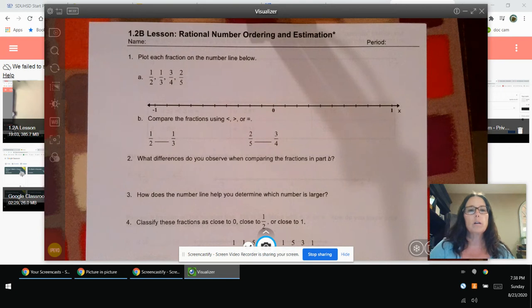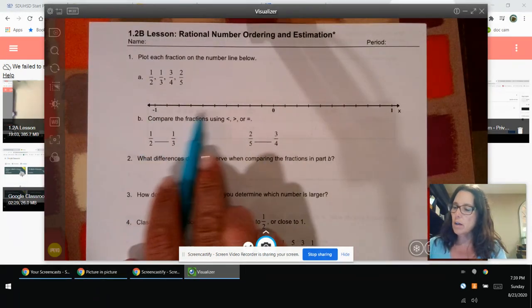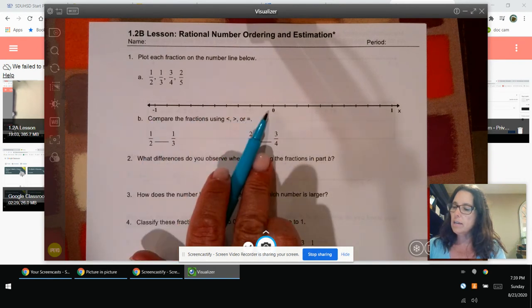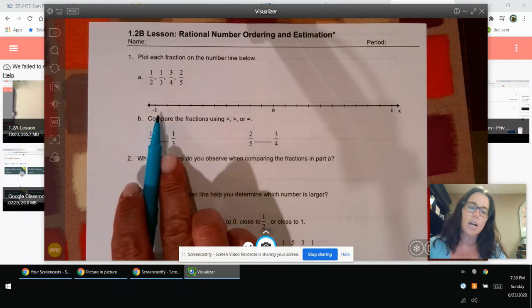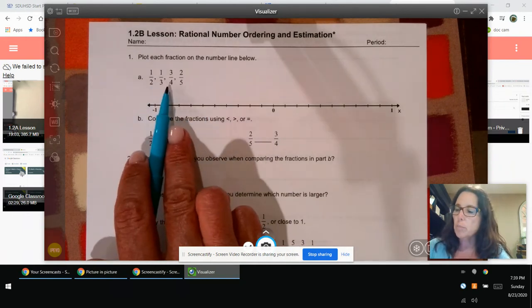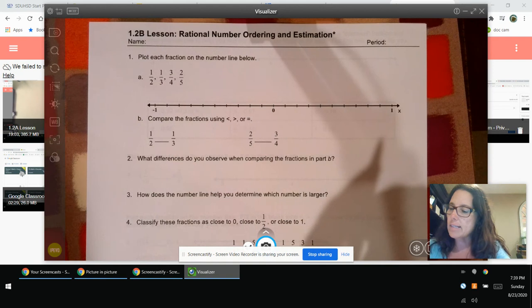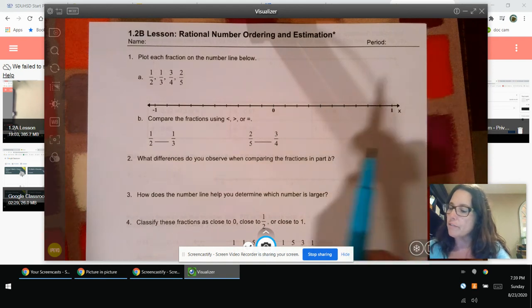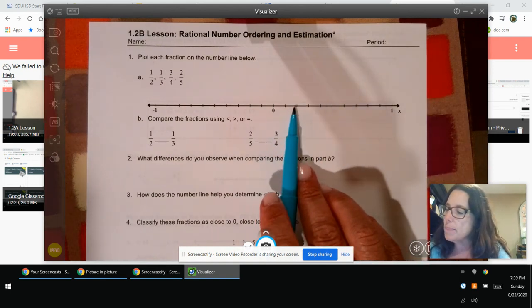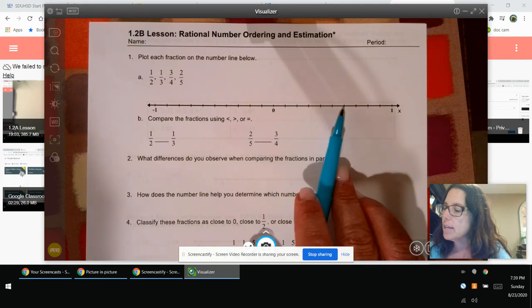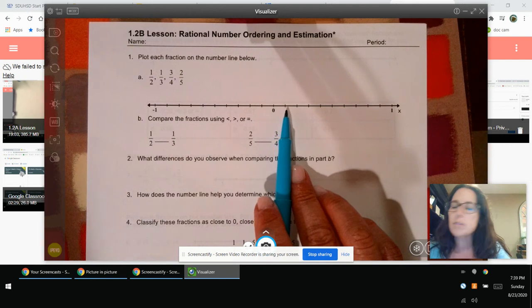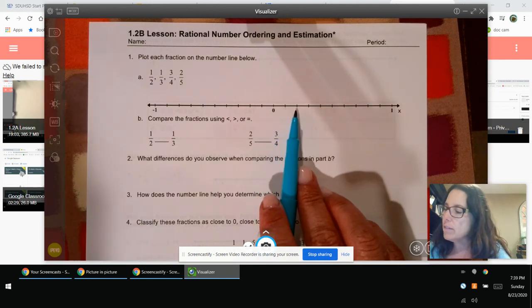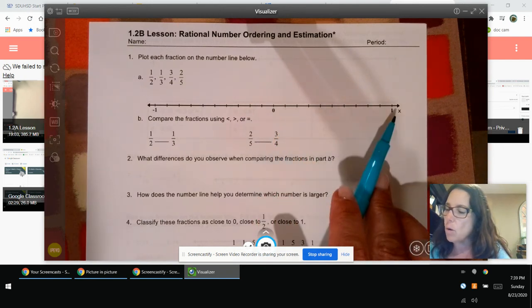Okay, so we're looking at this number line here. We're not going to focus on the negative side yet, but it's important to understand that there is a negative side. Notice that all of these are positive fractions, and it says to plot them on the number line below. The first thing we need to do is see what the scale of this number line is. There are 10 little tick marks, so this would be 1/10, 2/10, 3/10, and so on.